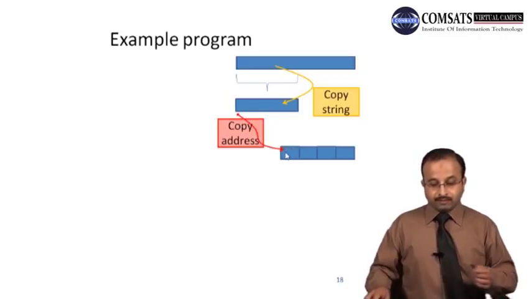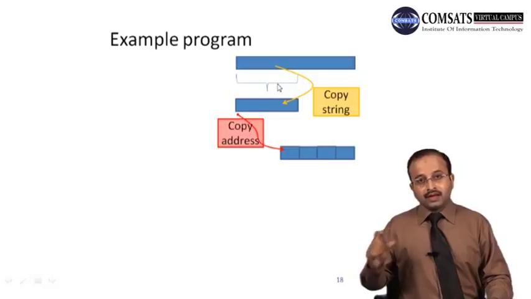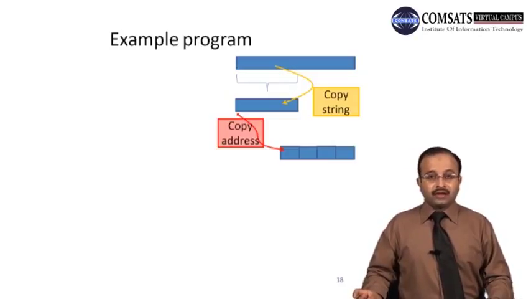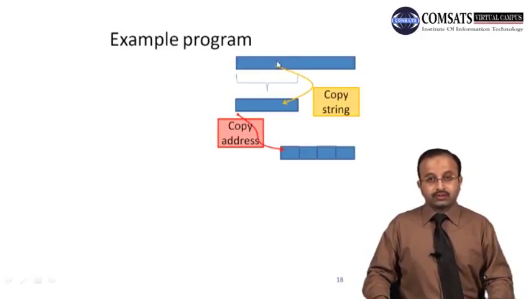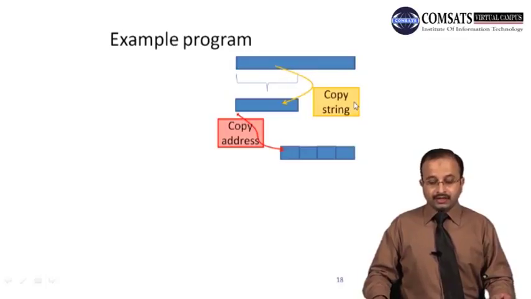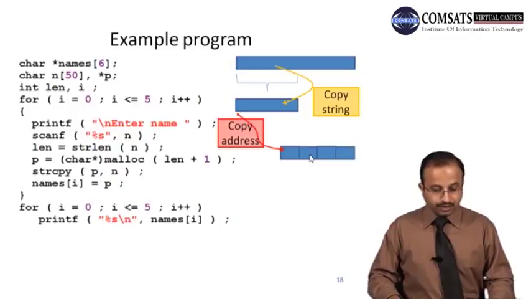And then for the second input, you will again take the name input in the bigger array. Then you find the length of that string, and you allocate another memory whose size is length plus 1. The length of the second string that was input, plus 1, that much memory you will reserve using the malloc function. And then you copy the content from this bigger string to that string, and after that you assign the address of that memory to the 1st index. So that is the program.